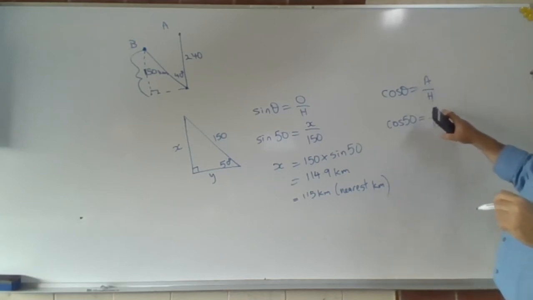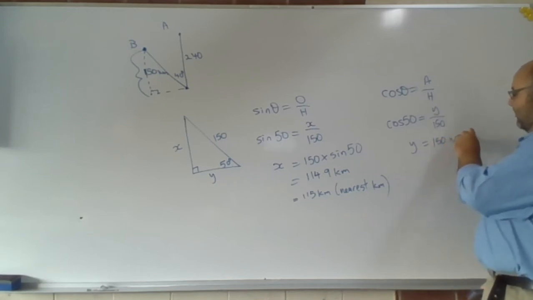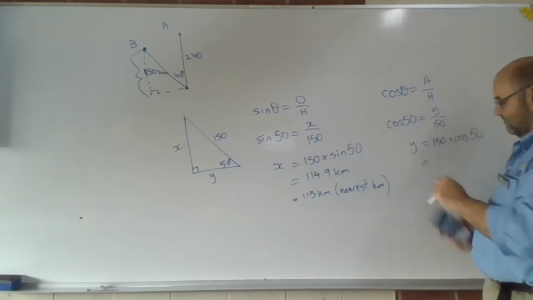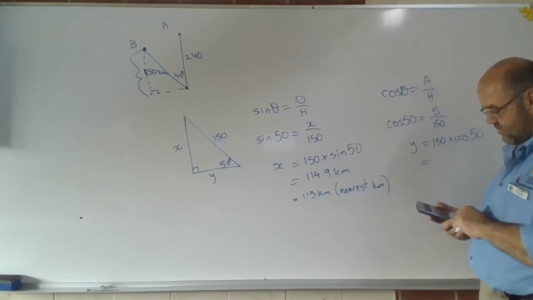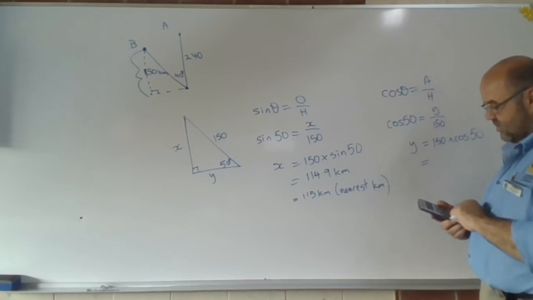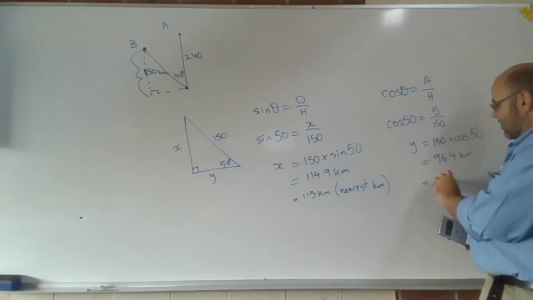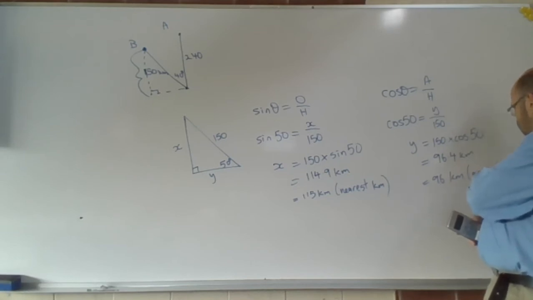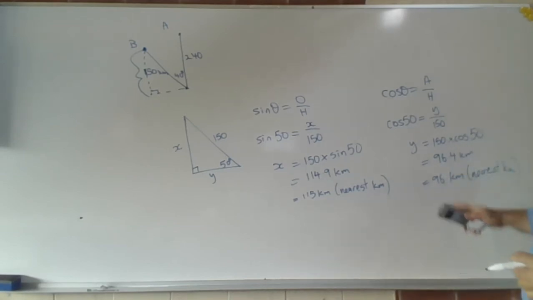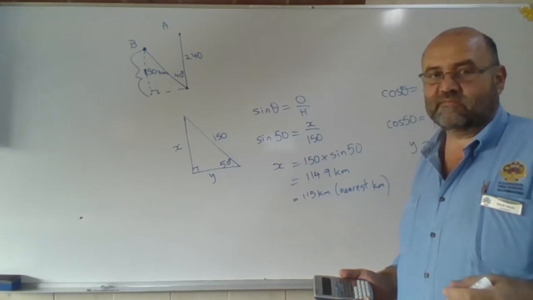Okay, we multiply, because the unknown's on top, we multiply the 150. So y is 150 times cos of 50. We get 96.4. So the nearest kilometre is 96 kilometres. Okay, so 96 kilometres is the nearest kilometre. That's part A. Now let's get on to part B.